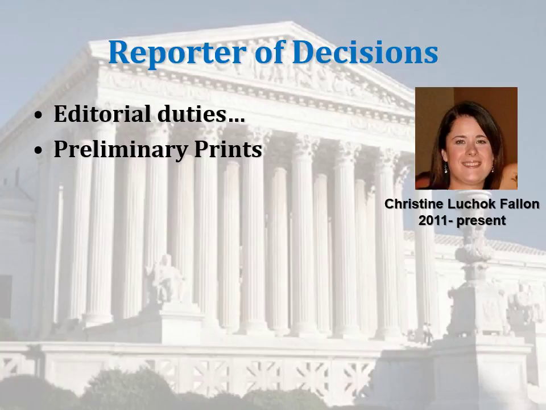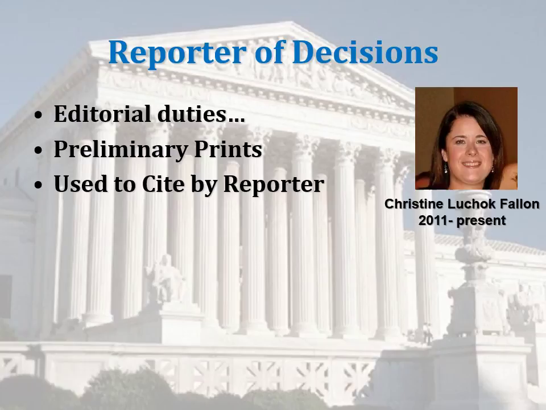Okay. So they make sure that the names of the justices are correct, the counselors are correct, and that the public version will be correct. The court decisions and orders are then first circulated as preliminary prints and then printed by the U.S. Government Printing Office. Okay. The other interesting historical fact is the reporter of decisions is used as the premise of citing the case.